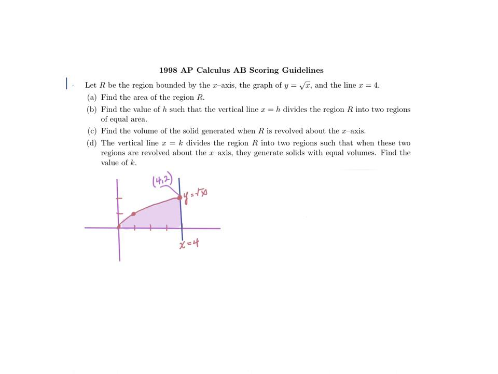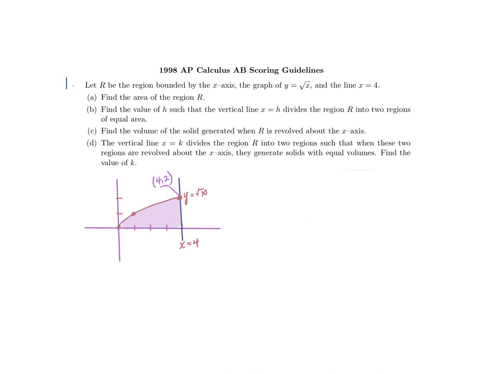All right, you guys, I'm on 1998, number one. This is a calculator question, so I went ahead and graphed it. Our point of intersection is (4, 2). We're graphing the curve y equals square root of x, going from 0 to 4, and that's the area that we're looking for.